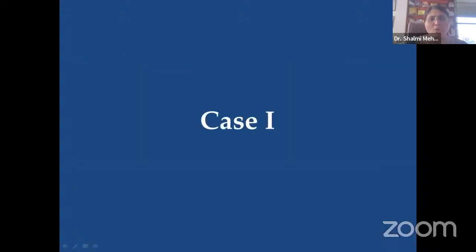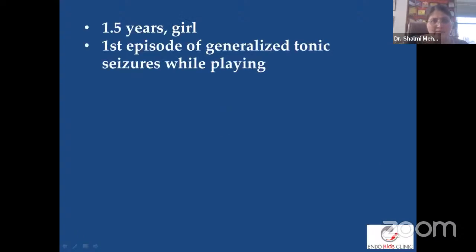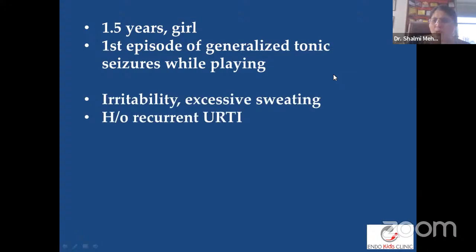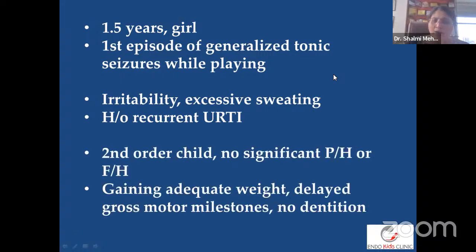Now let us just go through different cases, and these are very, very common cases that we encounter in our clinical practice. So I have got a 1.5-year-old girl. She has a first episode of generalized tonic seizures while playing. Right? She's otherwise a well, healthy girl. She comes with a lot of irritability, excessive sweating. There is history of recurrent upper respiratory tract infections also. She's otherwise fine. There is no significant family history, no significant past history.